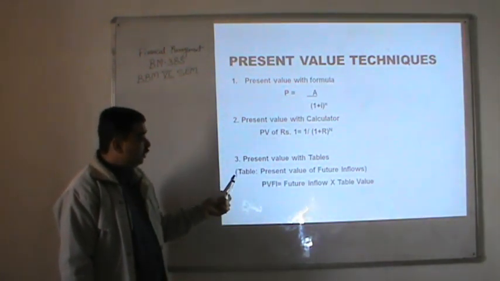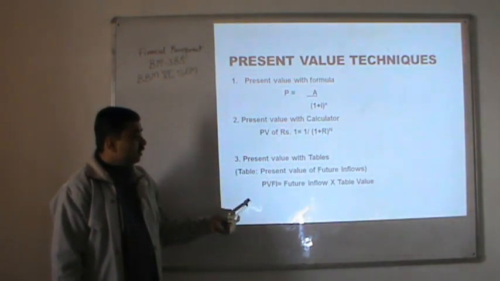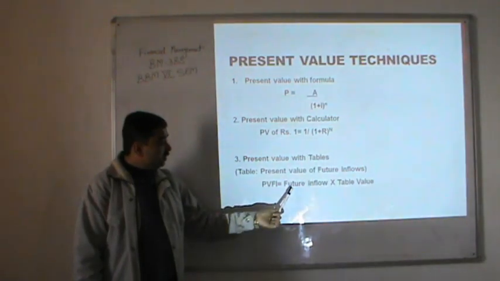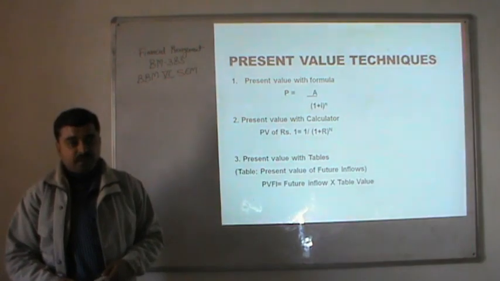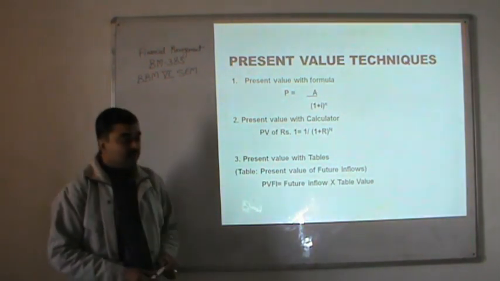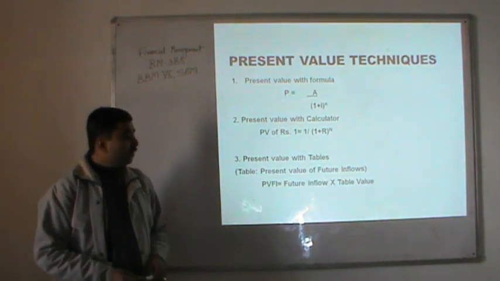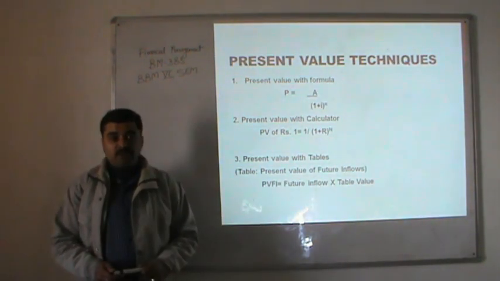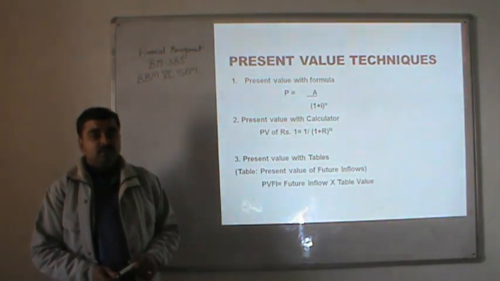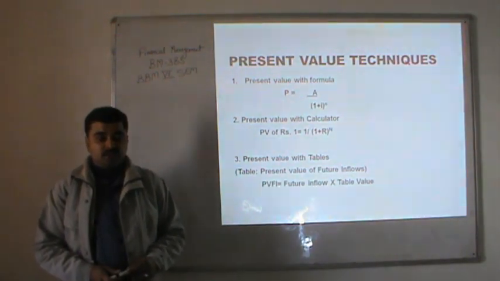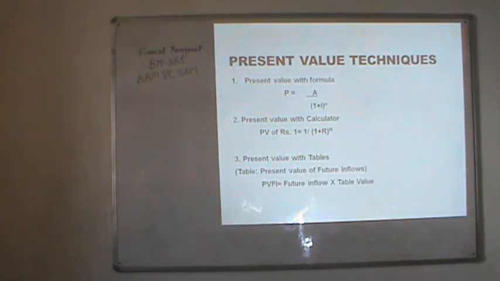Now today I will show you how we calculate with the help of the tables. For that purpose, we take the future inflows and multiply them with the present value factor. The present value is calculated with the table, and in that table we multiply the future inflow with the table value that is found with the given number of years and the percentage of interest. Both these things are available to us for the purpose of calculation.